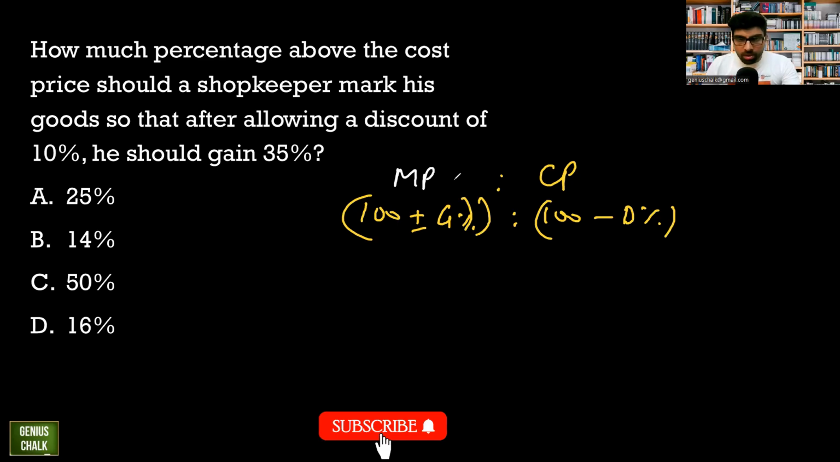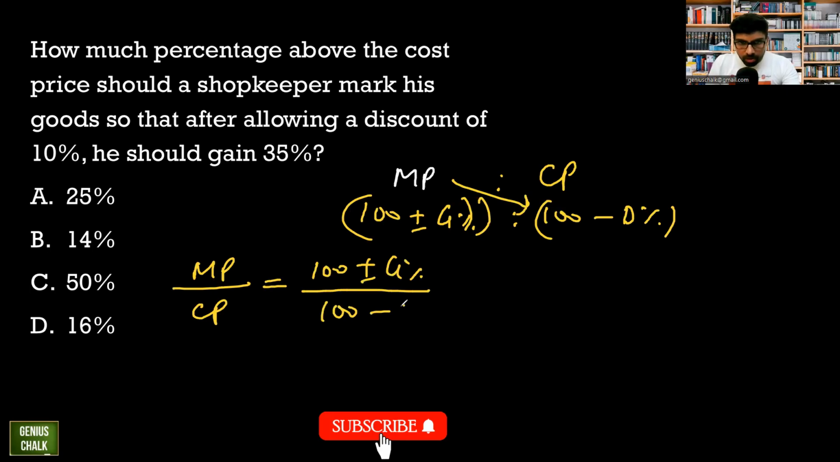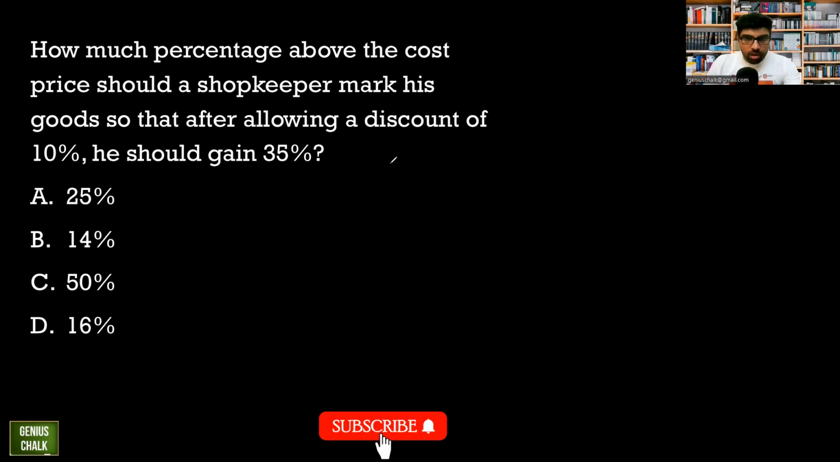Don't wonder, because this was in ratio actually. Mark price by cost price was coming as (100 plus or minus gain percent) and (100 minus discount percent). This discount had come from mark price, and this 100 plus or minus gain percent was derived from cost price. Once I write the ratio, I write it like this. So for mark price and cost price, always remember it is 100 plus or minus gain percent, and 100 minus discount percent.